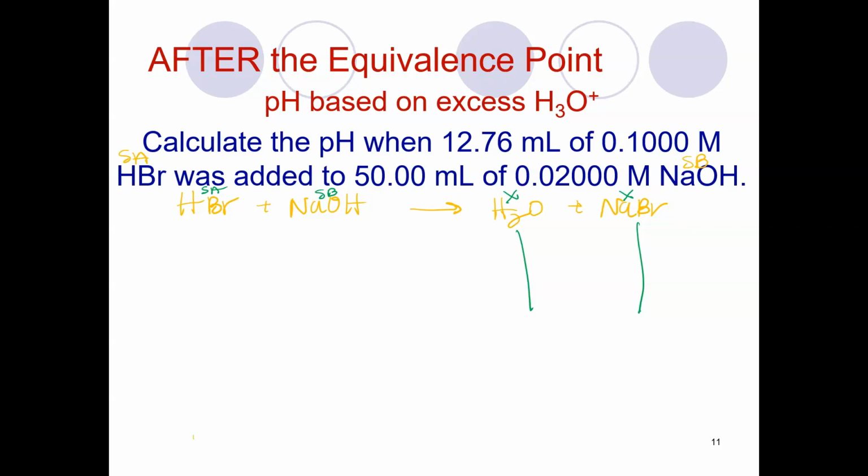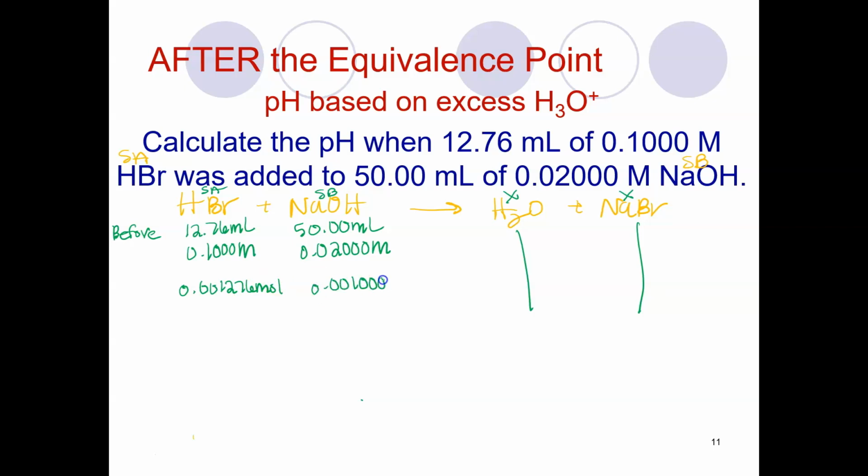Step 2 says to convert to moles of each chemical. So I'm just making myself a label that says before. So for HBr, I have 12.76 milliliters of a 0.1000 molarity solution. For NaOH, I have 50.00 milliliters of a 0.02000 molarity solution. None of those are in moles, so I'm going to convert them to moles. So when I do that, I get 0.001276 moles of HBr and 0.001000 moles of NaOH. That was step 2, convert to moles.